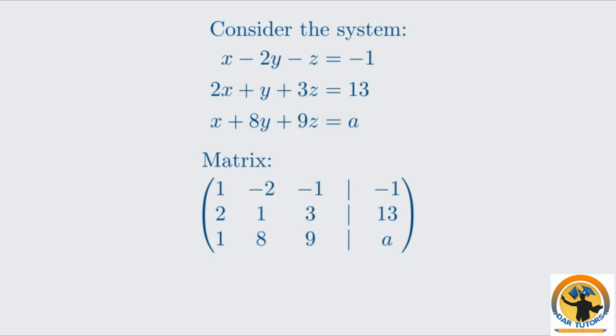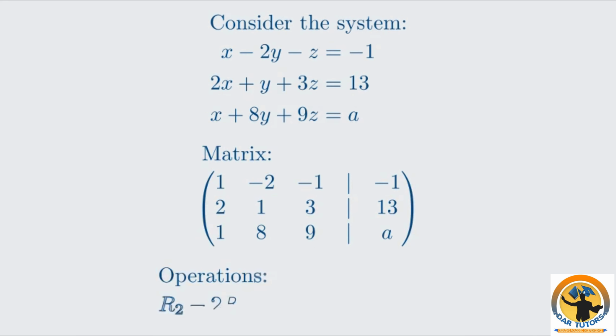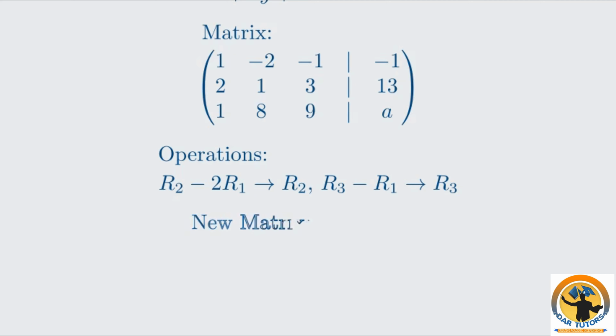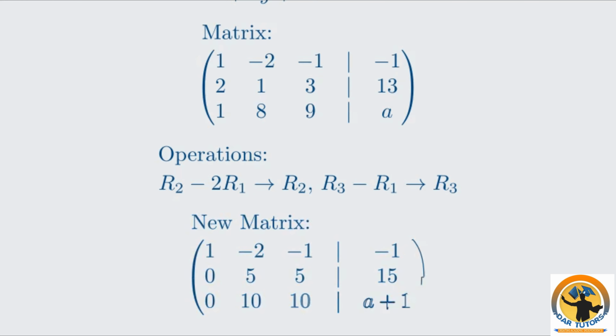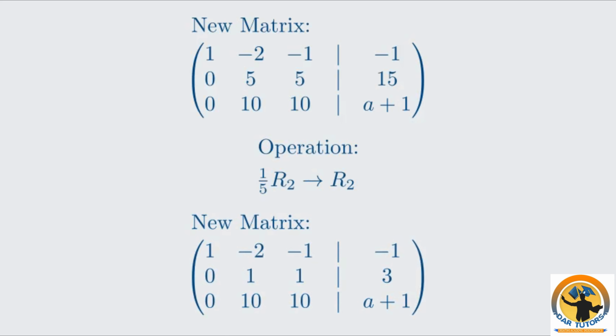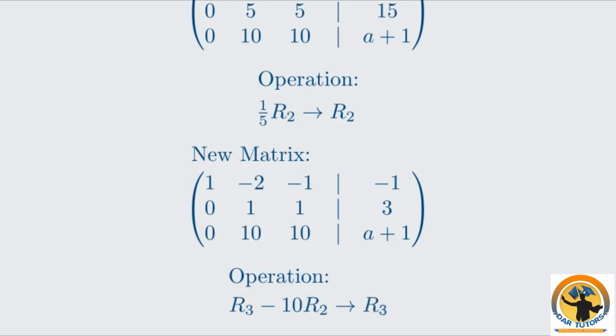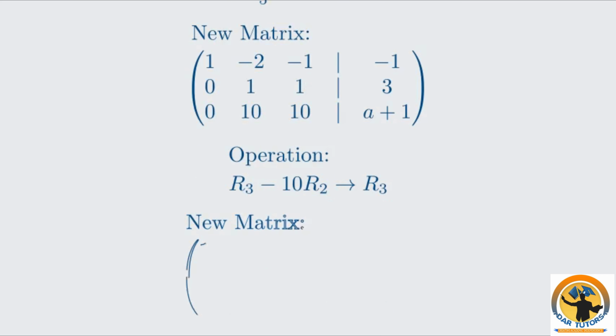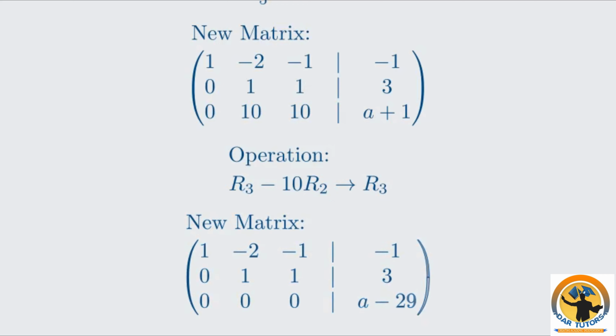First, we eliminate the x terms in the second and third rows. We perform R2 minus 2R1 arrow R2 and R3 minus R1 arrow R3. This gives us a new matrix. Now, let's simplify the second row by dividing by 5. We perform the operation 1/5 R2 arrow R2. The second row becomes 0, 1, 1, 3. Next, we eliminate the y term in the third row. We perform the operation R3 minus 10R2 arrow R3. The new third row is 0, 0, 0, a minus 29.